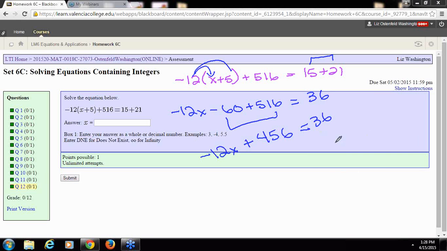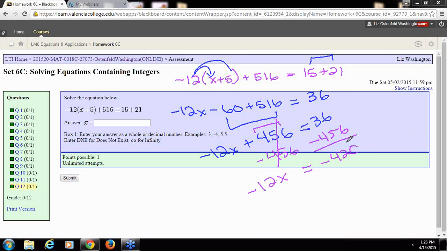And now I'm going to start using my properties of equalities to move my terms from one side to the other. Let me move my screen just a little. I can see that in order to get rid of this positive 456, I'm going to have to subtract 456 from both sides. So when I go to the other side, I'm going to end up subtracting because those numbers have different signs, right? 456 is negative, 36 is positive. So I'm going to subtract those and get a minus 420 equals, those cancel, and I'm going to bring down the minus 12x.